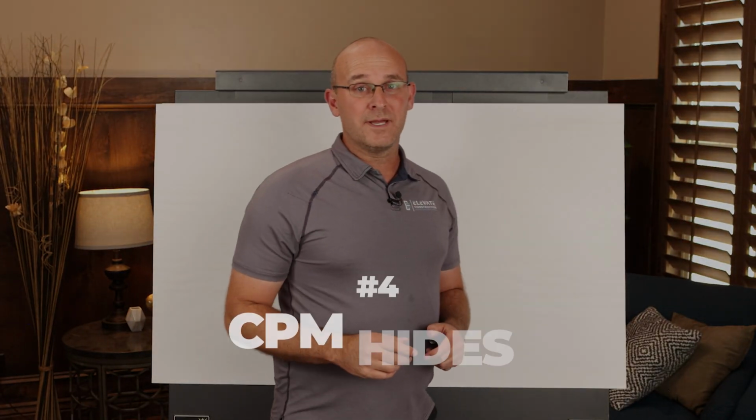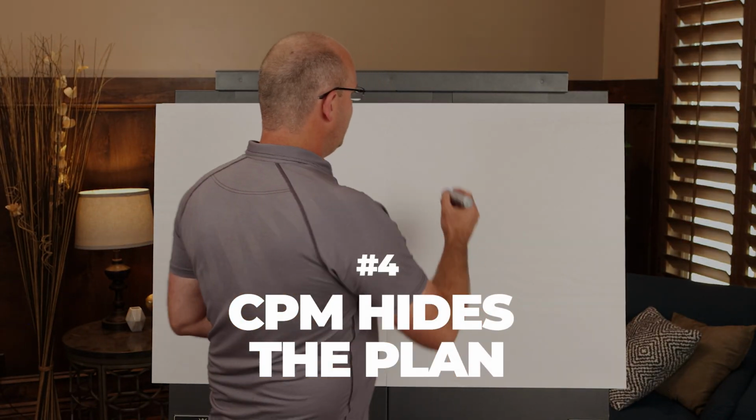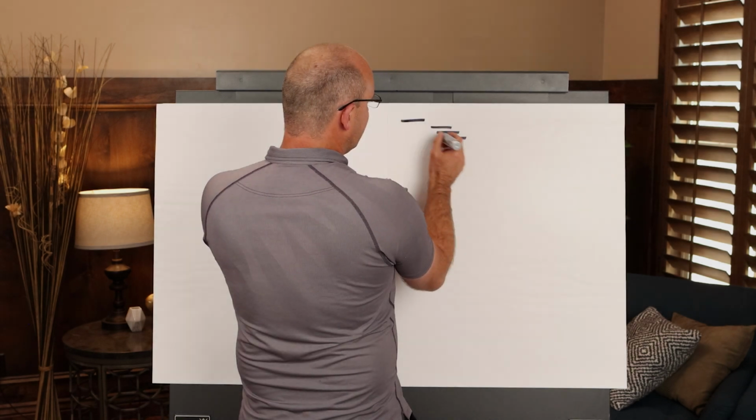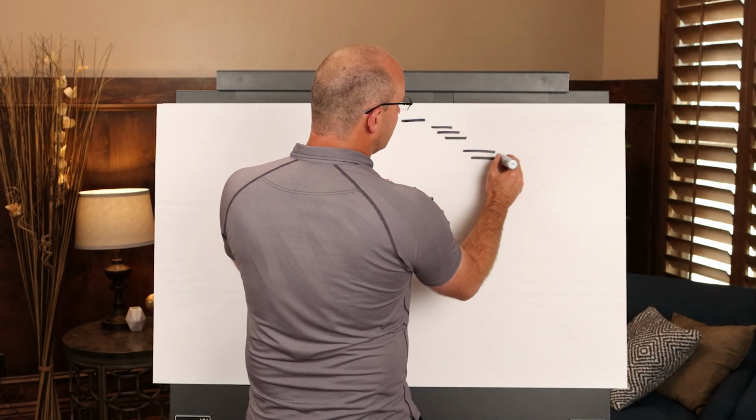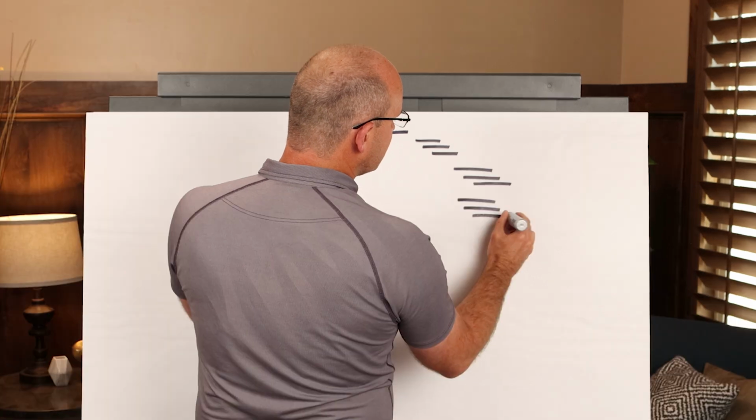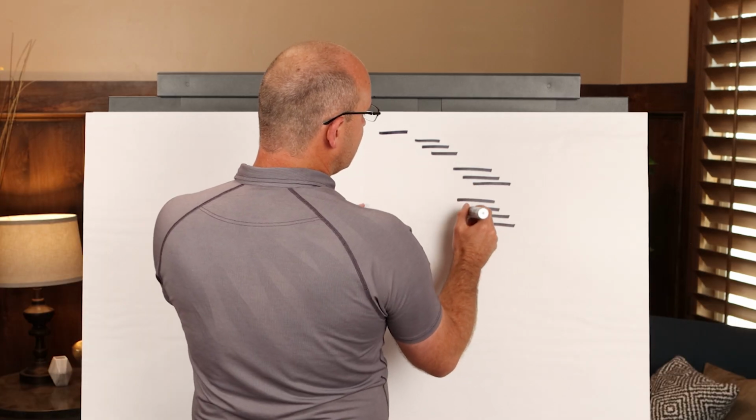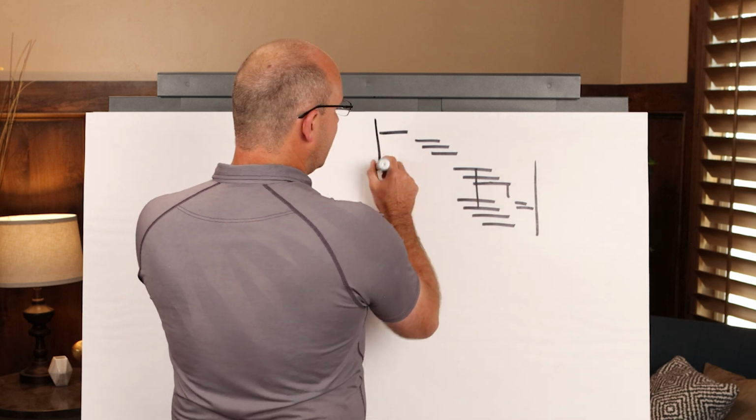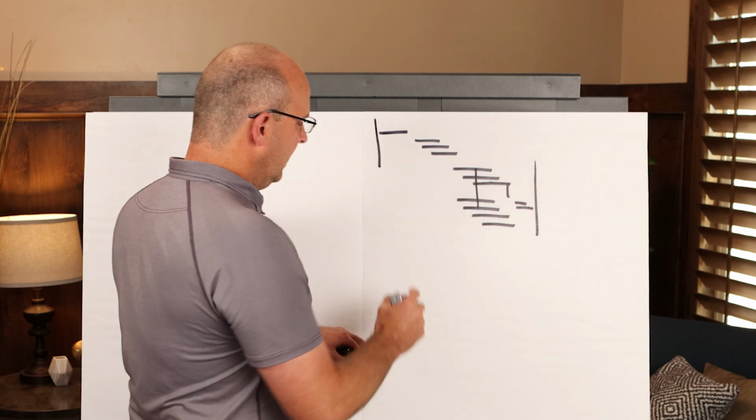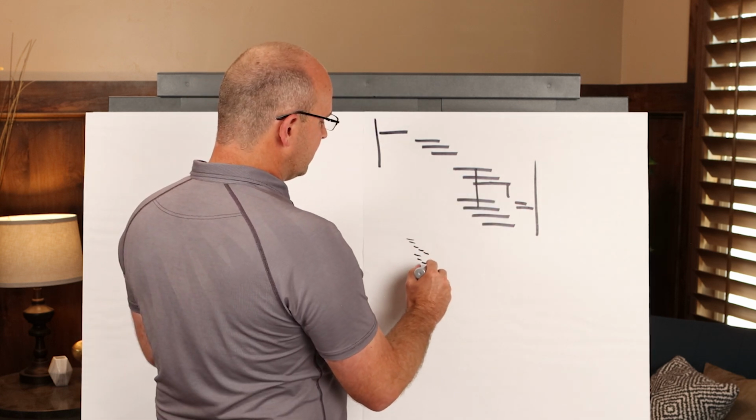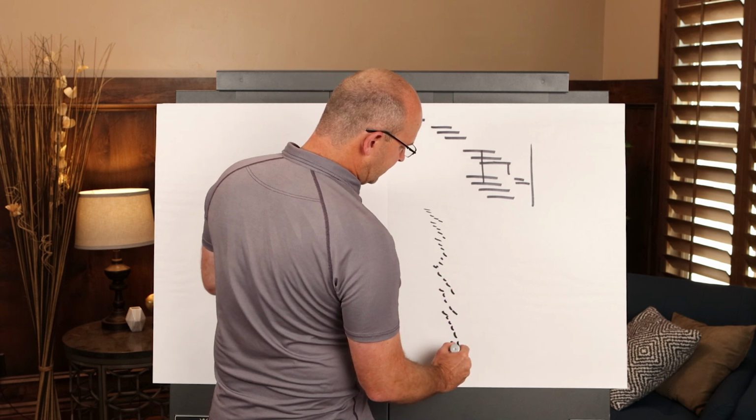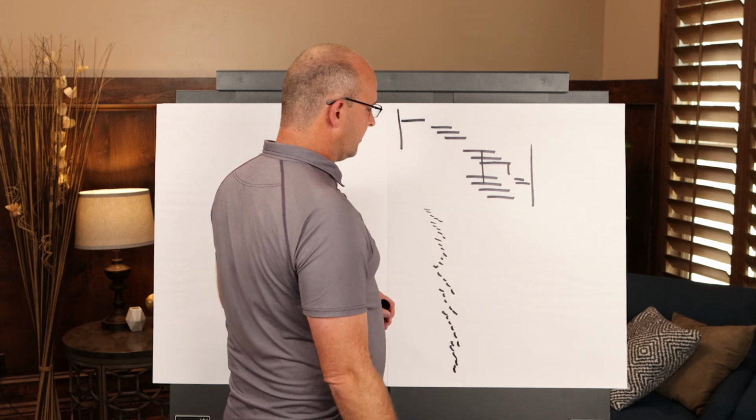Number 4, CPM hides the plan. If you see a takt plan and you're like, okay, the foundations go to the superstructure, go to the interiors, go to the exterior, releases this, releases commissioning. You can see everything on one page easily, right? When you're looking at a CPM schedule that's printed out in a billion pages, you can't see what in the world the plan is.